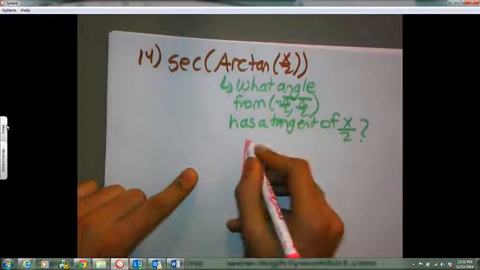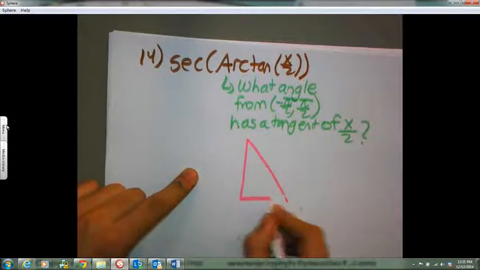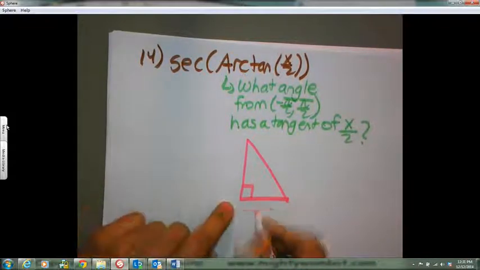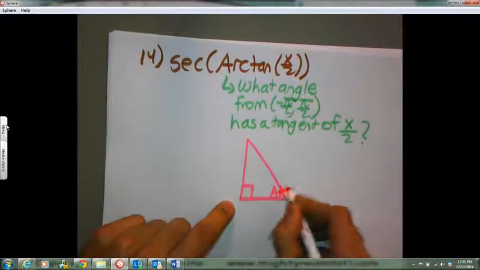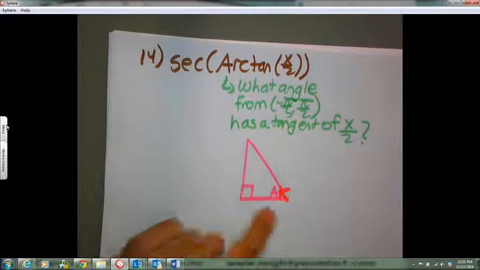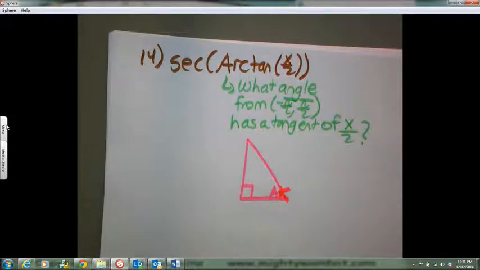And I want to draw this triangle in such a way, I'm going to call this the right angle. I'm going to call this AK for Andrew Kurth. This angle is AK. Instead of theta, I'll put AK. I think it's easier to think of it this way. So I need to find some angle who has a tangent of x over 2.